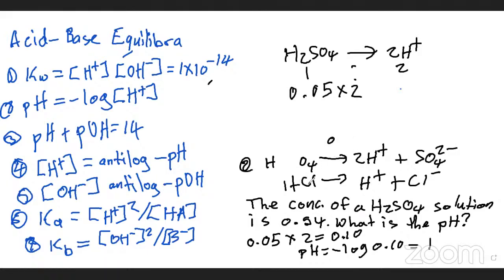When hydrochloric acid dissociates, you only get 1 hydrogen ion. So the amount of H plus is the same as HCl. But for sulfuric acid, the amount of H plus is 2 times the amount. Is that clear? Yes.